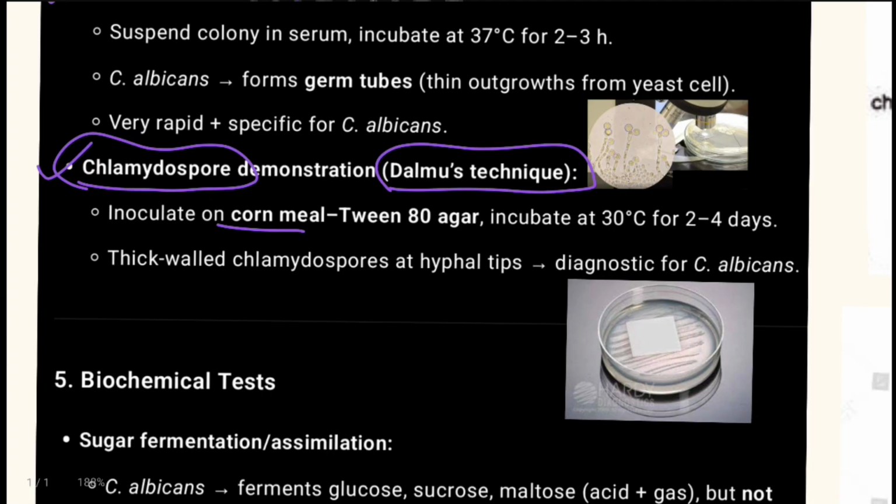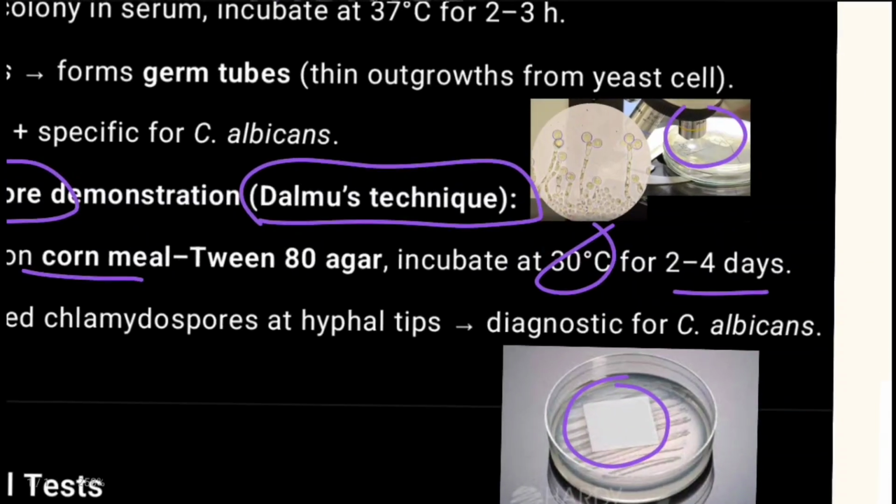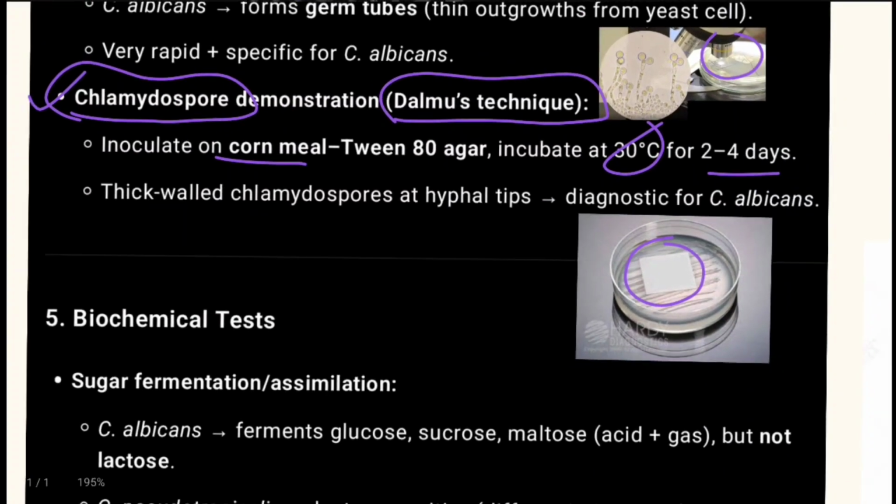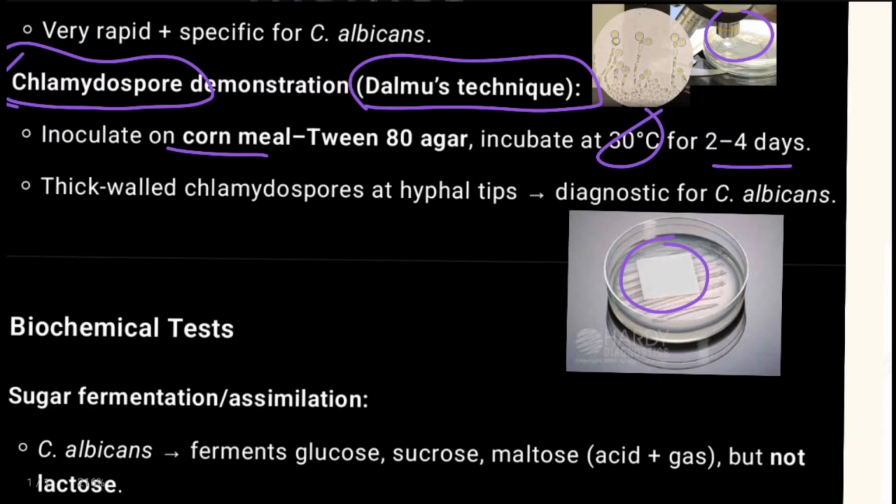The colony will be inoculated on this agar and incubated at 30 degrees Celsius for 2 to 4 days. Then, on top of that, a cover slip will be placed. Here you can observe the cover slip placed, and it is directly visualized under the microscope. The role of the cover slip is that Candida are aerobic fermenters, so they require oxygen for growth. But when the cover slip is placed on top, it inhibits the presence of air to the fungus, which reduces the favorable condition for its growth.